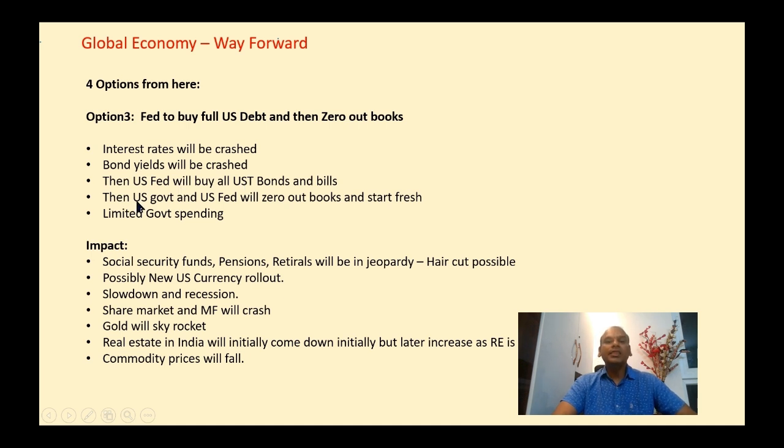And then once the US government and the Fed borrow, and the Fed converts all these bonds, all the US debt is transferred to the US Fed, then the US government will zero out the books, and whoever has the other treasury bonds, they will collapse.